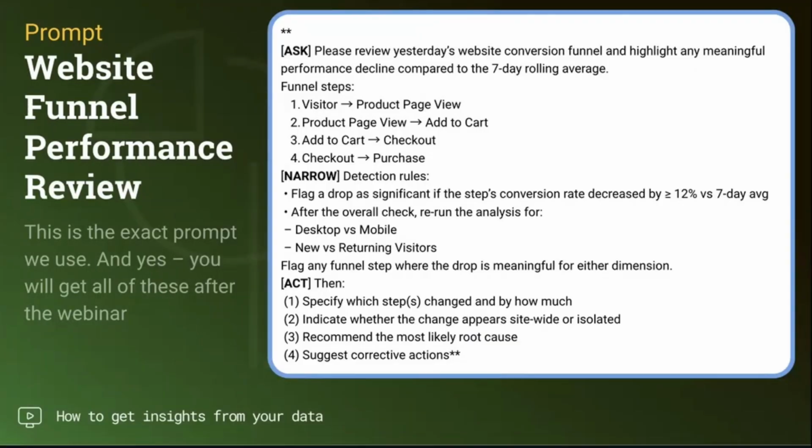We add the detection rules. Flag a drop as significant if the step's conversion rate decreases by at least 20% versus the 7-day average. After the overall check, rerun the analysis for desktop versus mobile, new versus returning visitors. Flag any funnel step where the drop is meaningful for either dimension.